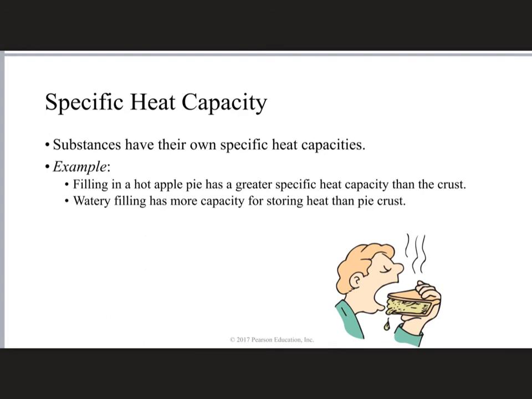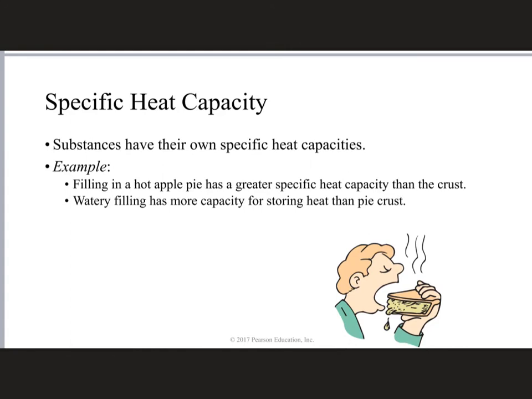So every substance has its own specific heat capacity, and this can lead to different effects. The classic example is you have a hot pie in the oven, and you take it out of the oven, and you cut yourself a piece, and you touch the crust with your finger, and it's warm, but it's not hot. And so you take a bite of the pie, and you burn the inside of your mouth.